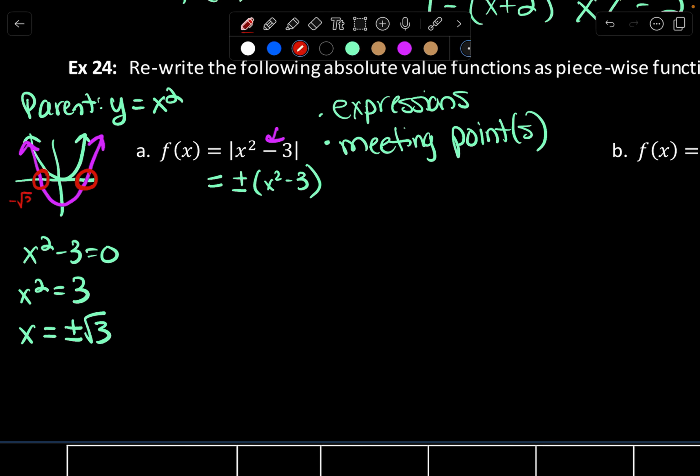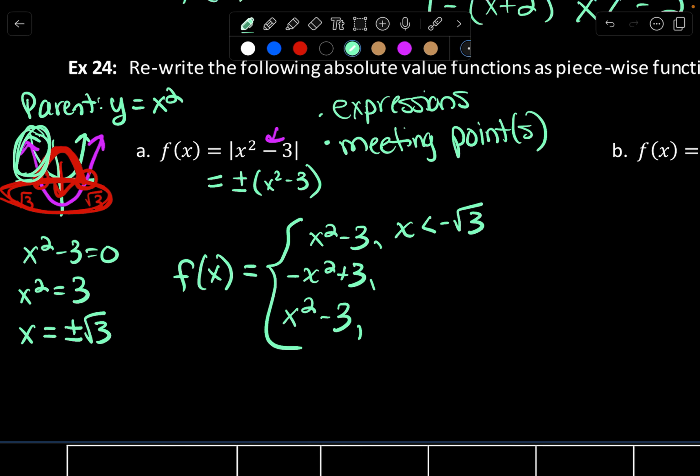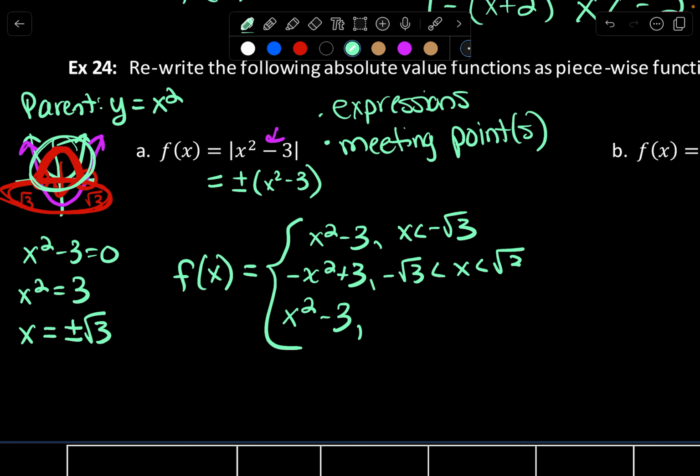So now the domain restriction. This left end did not change up until -√3. So that tail end represents x is less than -√3. Next is this middle piece here, all right? That reflection happened from -√3 to +√3.